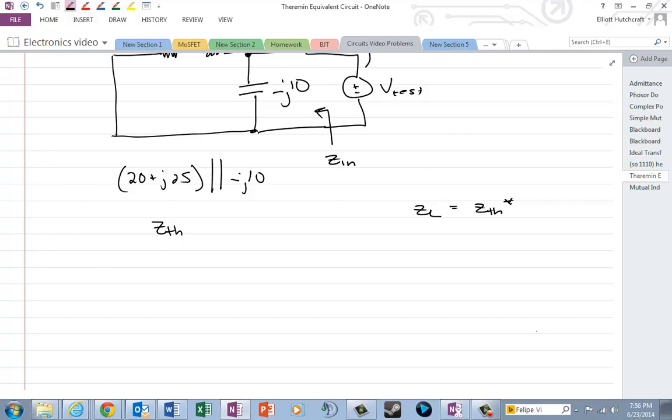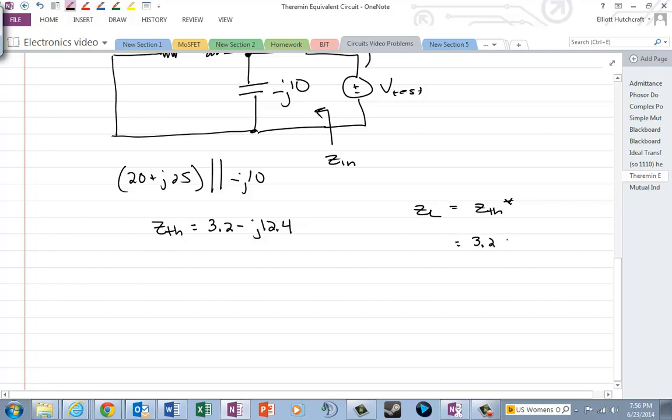I get Z Thevenin is 3.2 minus J12.4, and so that means ZL, which has to be Z Thevenin conjugate, is 3.2. Just change the imaginary part to the negative of the other one, so plus J12.4. Okay, so it's as simple as that.